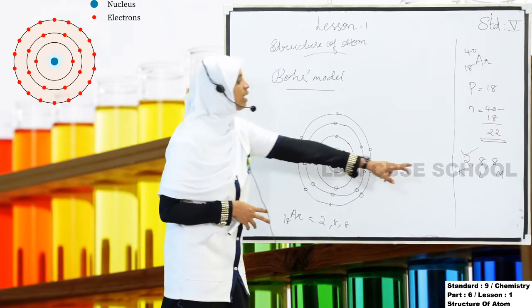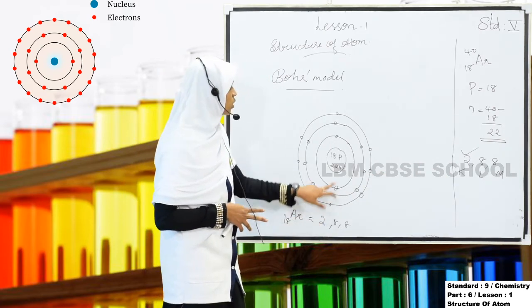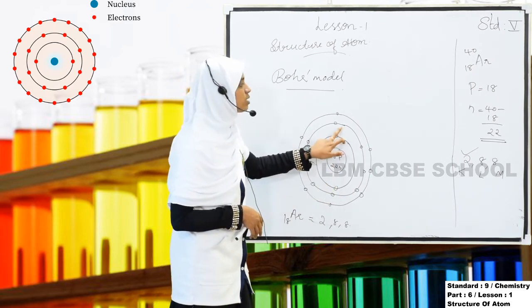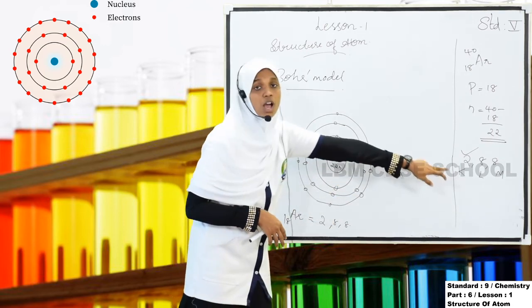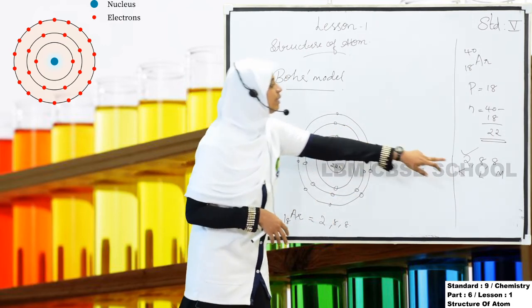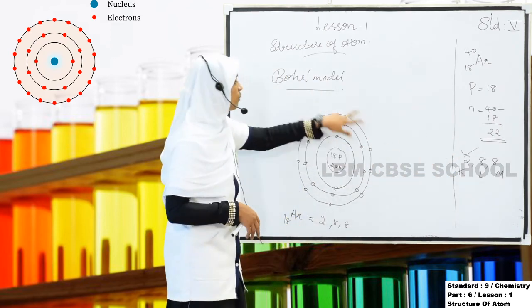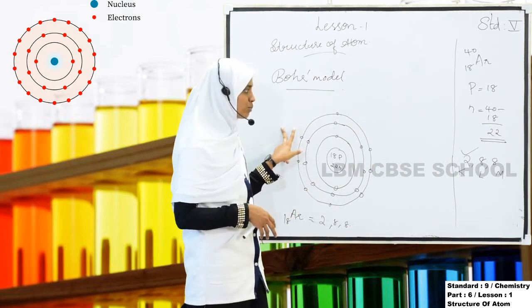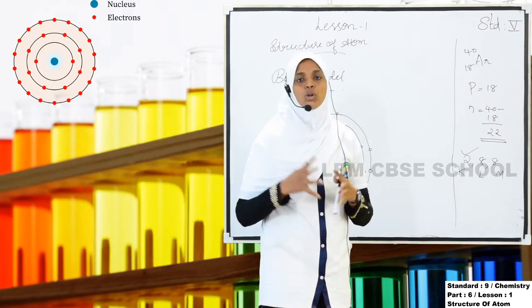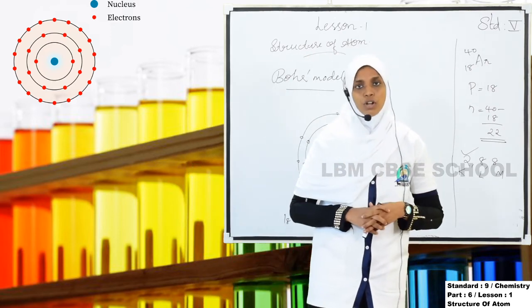In the K shell there are 2 electrons, so first we draw the K shell and fill 2 electrons there. The second shell is the L shell, and how many electrons? 8. In the M shell also 8 electrons, so we draw the third shell, the M shell, and fill 8 electrons. Hope you have understood how to draw the Bohr model from the electronic configuration.